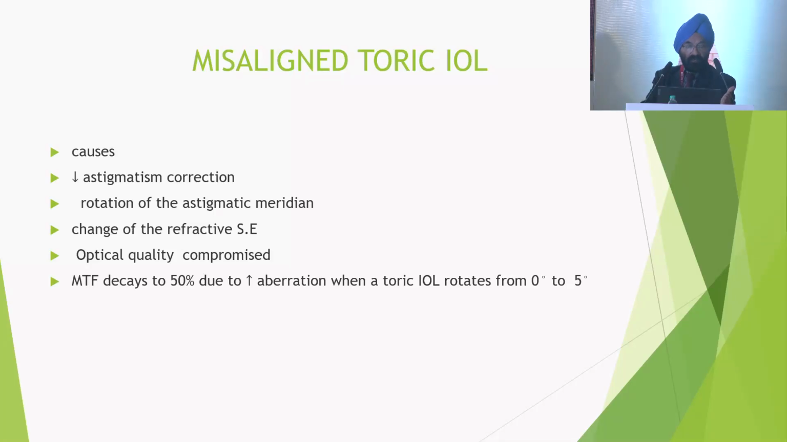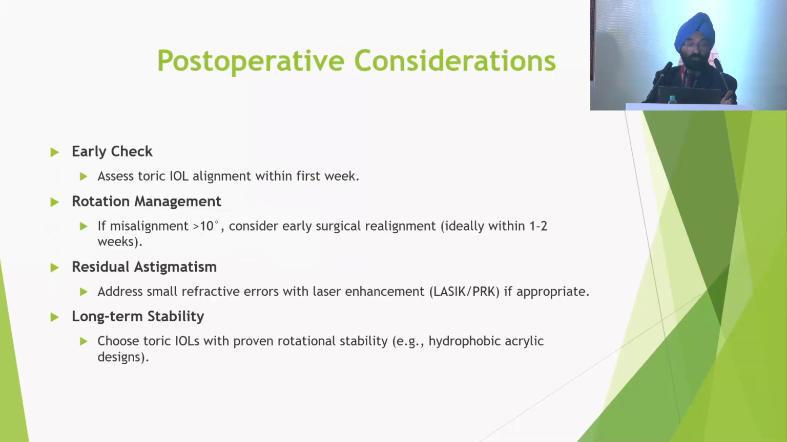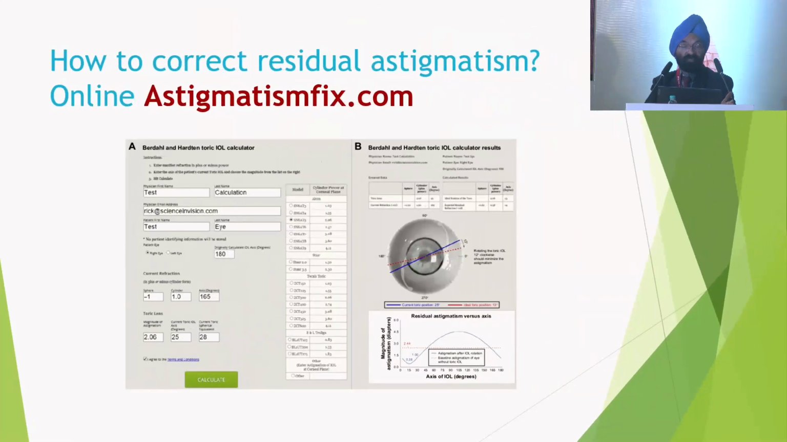And the misaligned toric IOLs cause a decrease in astigmatic correction, rotation of the astigmatic meridian, a change of the refractive spherical equivalent, and the optical quality is also compromised. So an early check within the first week is important. Rotation management: if misalignment is more than 10 degrees, please consider early surgical alignment, ideally within 1 to 2 weeks, and address the residual astigmatism and choose toric IOLs with proven rotational stability.